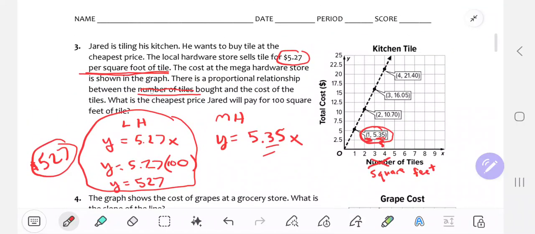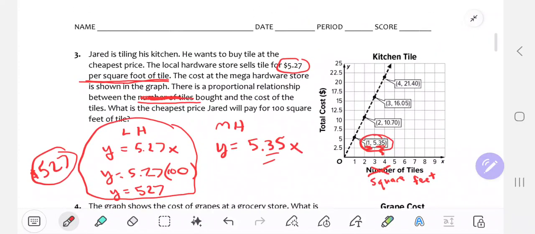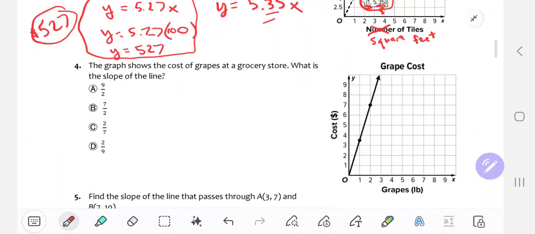Okay, that was really confusing because they compare number of tiles to square foot of tiles. Yeah, that's what the book had, but I'm going to have to go in and edit that. Sorry about that. Okay. All right, all we're doing is finding the slope of the line.